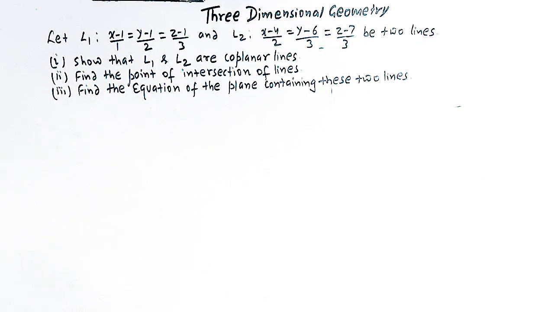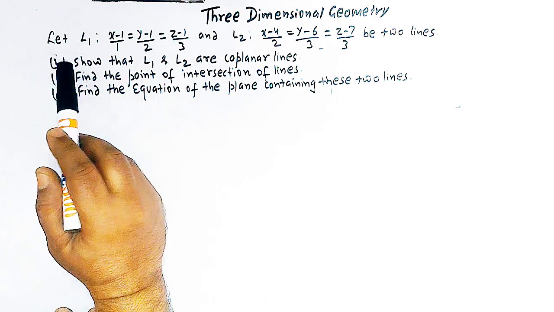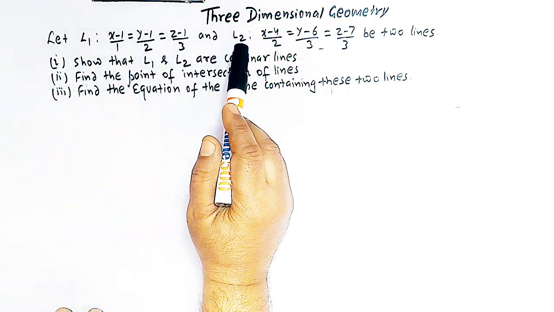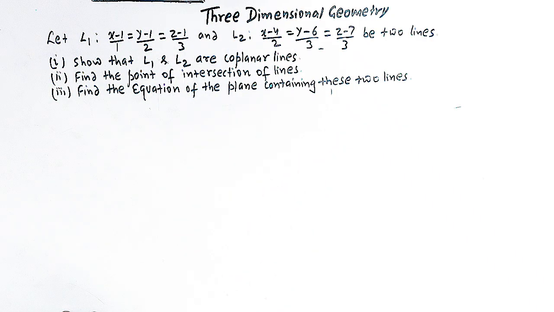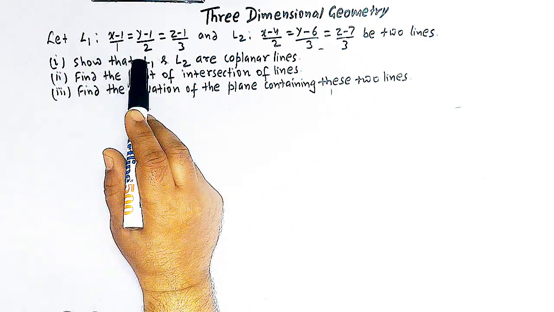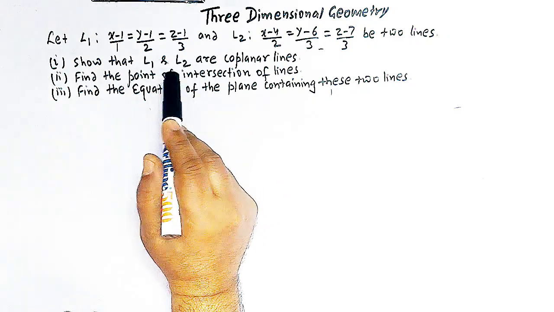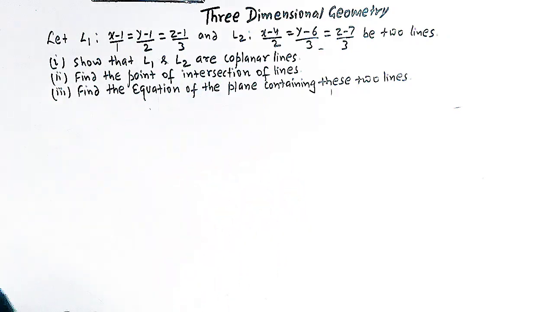Hello viewers, in today's session we are going to discuss an important concept from three-dimensional geometry with the help of this problem. Here we are given two lines L1 and L2 whose equations are given in symmetric form, and we have to show that these two lines are coplanar lines.